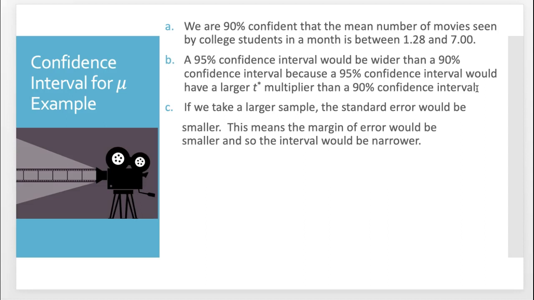Because think about it. I could say, hey, I'm 100% confident between negative infinity and infinity. I've got a really big interval, so I could be very confident. But really, the interval is useless. And if I make the interval very small, I can say, well, I'm 20% confident it's between here. Well, I have a very short interval. So when you increase your confidence, you're going to increase the size of your interval.